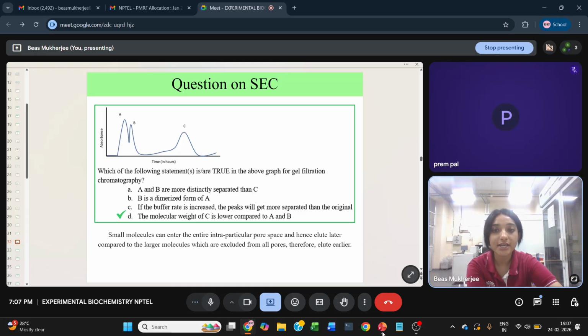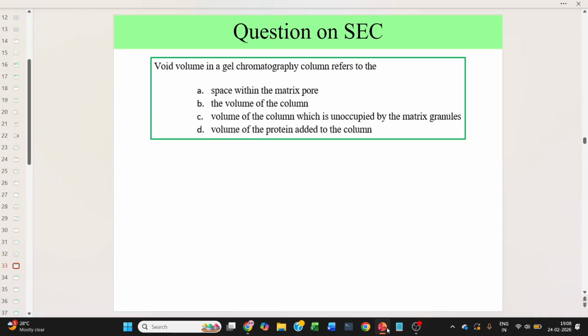Small molecules can enter the entire intra-particular pore space and hence elute later compared to the larger molecules, which are excluded from all pores. Therefore, they elute earlier. Okay.